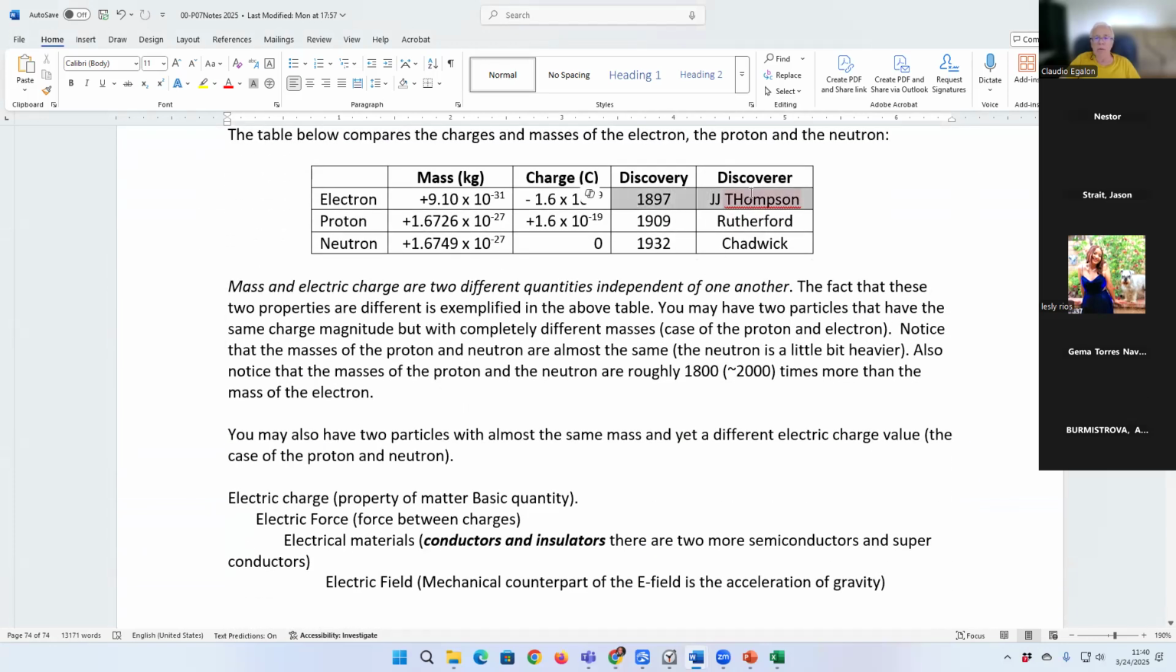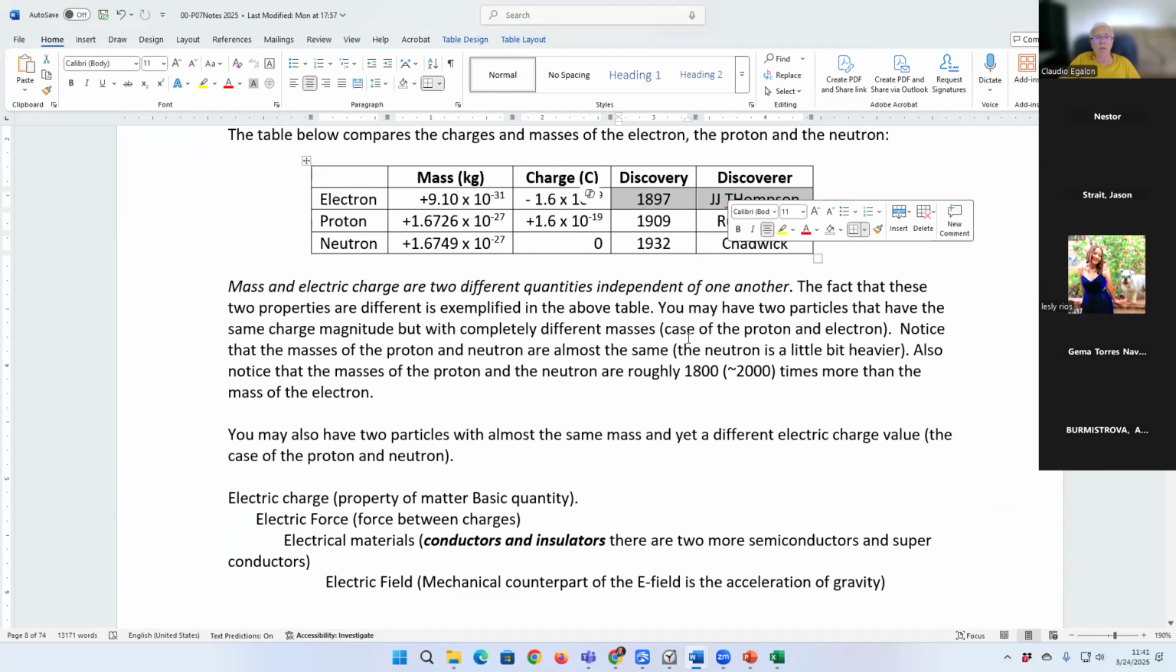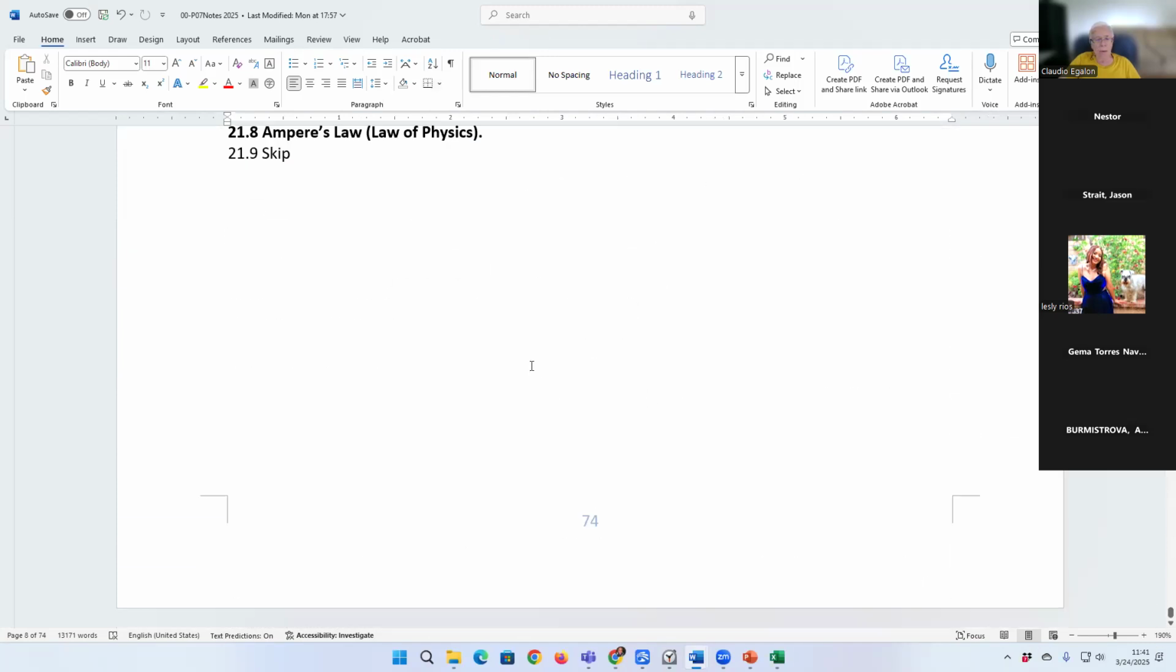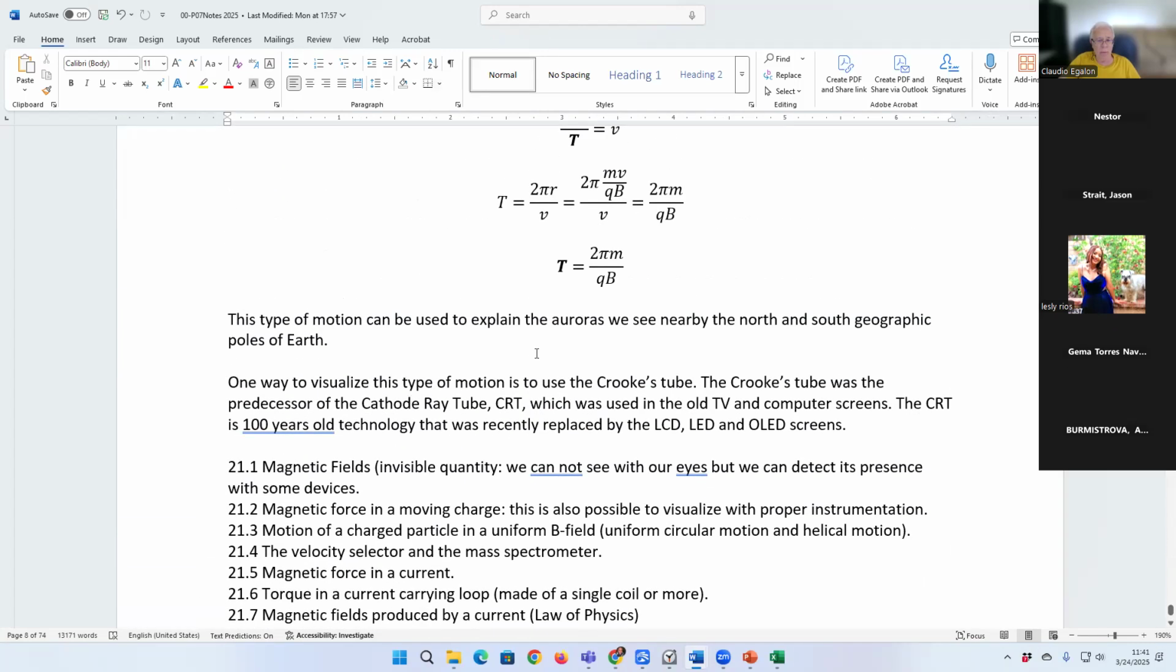J.J. Thomson discovered the electron by using the Crookes tube. Okay, he came up with this idea that what the Crookes tube had inside it was a bunch of charged particles. And as time went by, we were also able to measure the mass of this particle, which is 2,000 times less than the mass of the proton and neutron, okay? That's how important the Crookes tube is.